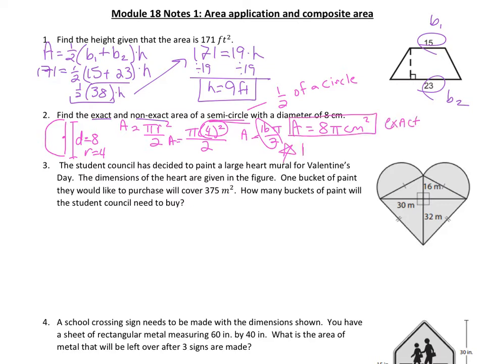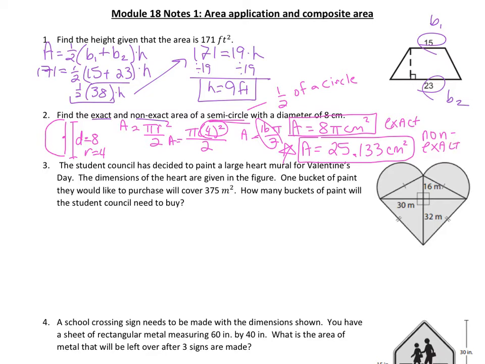I want you now to type that in your calculator and give me the non-exact answer, so a decimal. When you type it in, you should have used your pi button on the calculator. And we get 25.133, and again, that would be centimeters squared, and that's our non-exact answer.